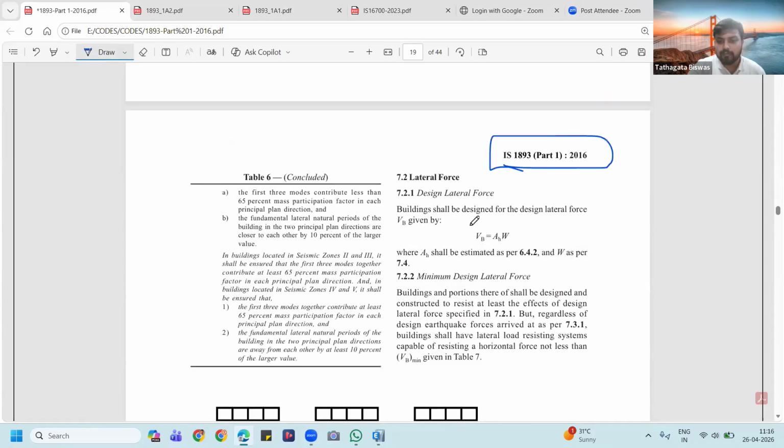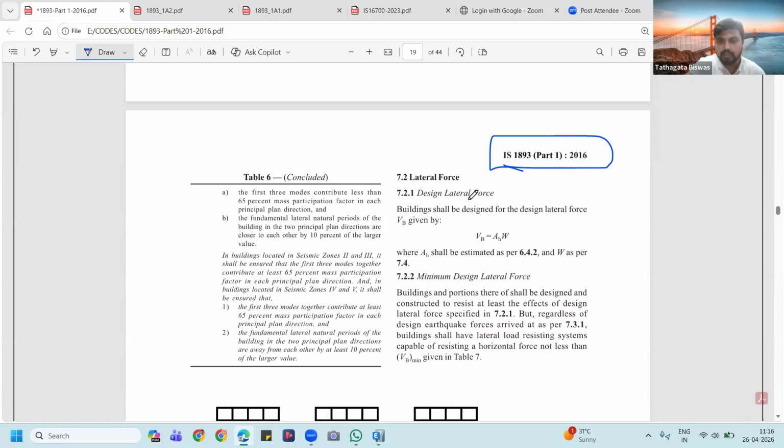Okay, so what is the formula? VB equal to H into W. Now, what is H? What is W? H is the horizontal acceleration coefficient, right? And W is the seismic weight of the structure, okay? VB is equal to base shear. Design lateral force is nothing but base shear. The total force that is exerted on the building during the course of an earthquake.